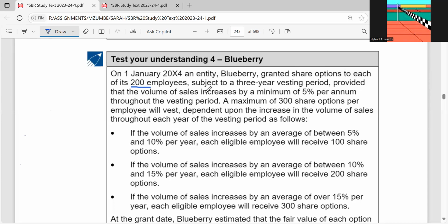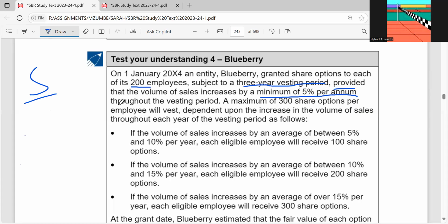How many options? Not specified. Subject to a 3-year vesting period, provided that the volume of sales... you see now, the first point is the service condition, which is staying with the company for 3 years, but provided another condition, provided that the volume of sales increases by a minimum of 5% per annum. You see now, the volume of sales should increase by at least 5%. That's the meaning of a minimum of, right?